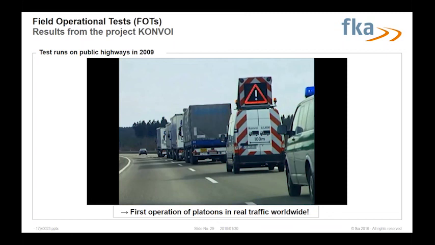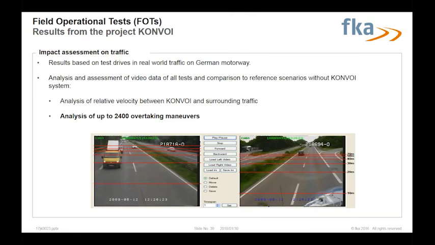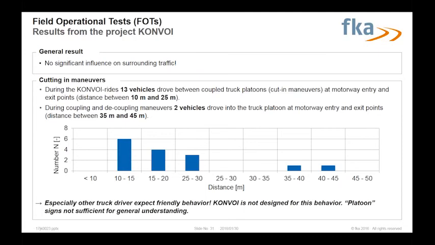What we could analyze, based on the videos you can see here on the bottom, is that we had over 2,400 overtaking maneuvers while we were driving on the highways, which is quite important. The general result was that we haven't had significant influence on the surrounding traffic. People just drove around as they always drove. They of course looked a little bit because of the police car in the back, but we haven't experienced any significant influence on the surrounding traffic.